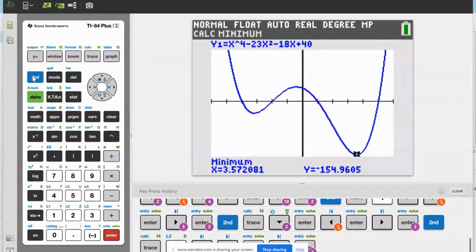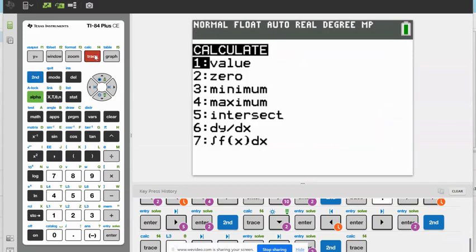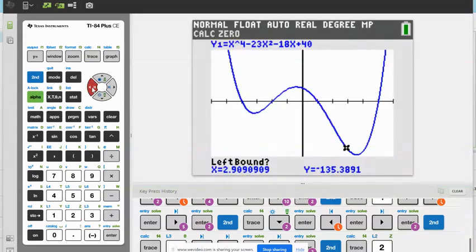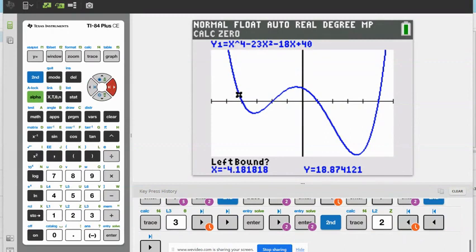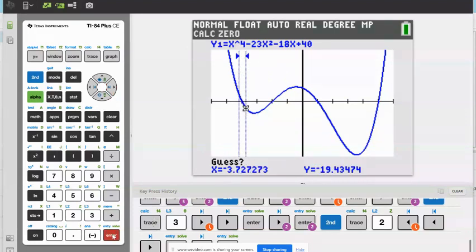All right, let's find those. So what we're going to do is second trace. And I'm not pressing minimum or maximum this time. I'm going for the 0, so number 2. Let's go from left to right. I'm going to go to the left bound of the one furthest to the left. There's where my cursor is. I can get a little closer if I wanted to. Enter. Then I need to go to the right of that, so I'm going to go below it. Enter. What do I do again? Enter.